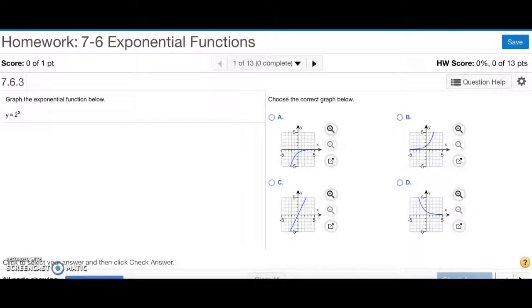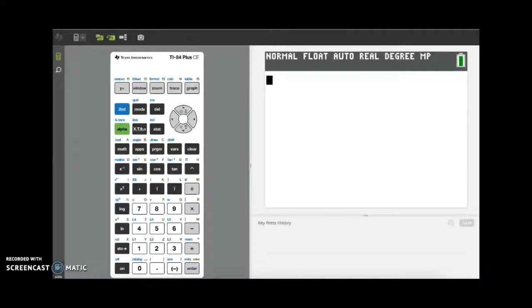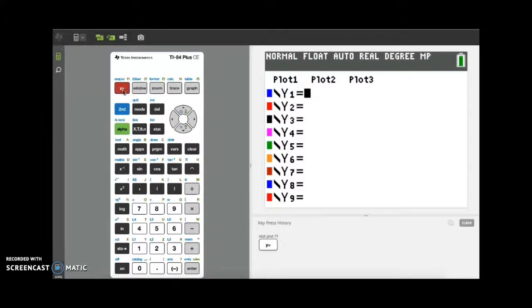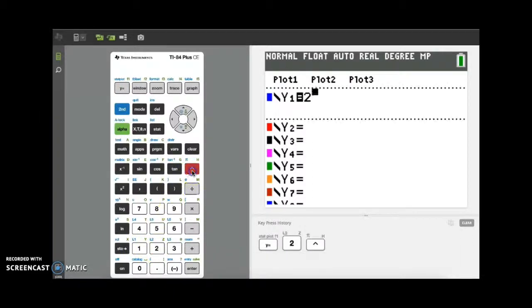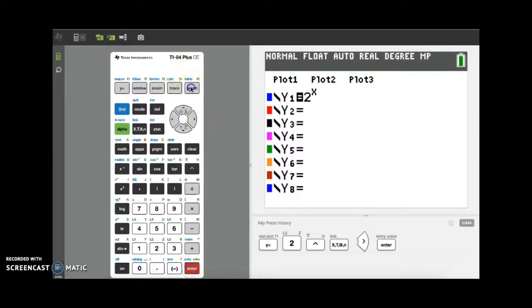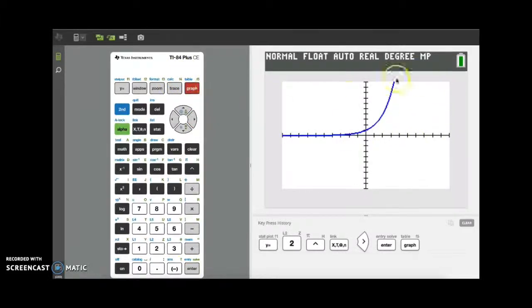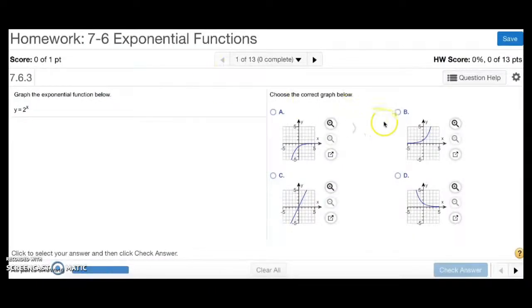So 7.6, exponential functions. It is asking you to graph the exponential function below. To do that, we would simply graph it on the calculator. So let's do that and see which one matches the graph here. What we need to do is go to y equals, type in 2 to the exponent of x, and press enter and graph. So here's what our graph looks like. Let's go match it with the MathXL choices. So our answer is going to be B.